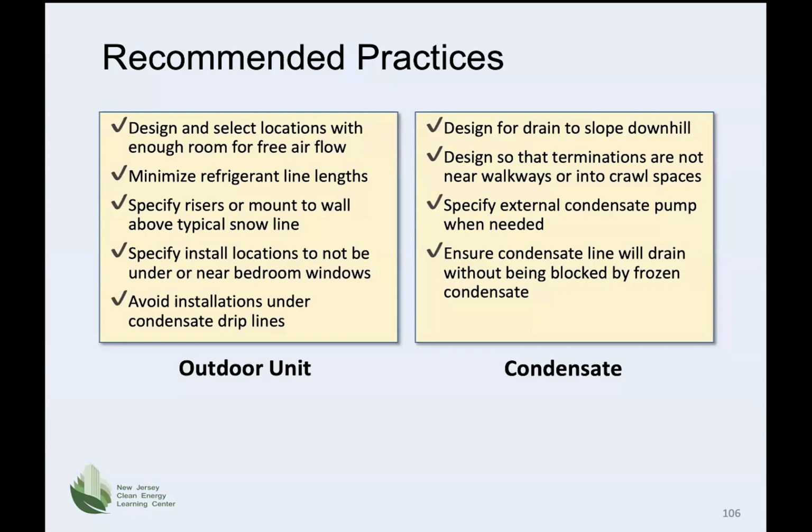And the termination, or point where the condensate piping ends and the condensate flows out, should be well away from any walkway or crawl space. Specify an external condensate pump if it's needed. In that case, since it's in a cold climate, it'll have to be protected in some way from the cold. And then ensure that the condensate will drain without being blocked by frozen condensate.